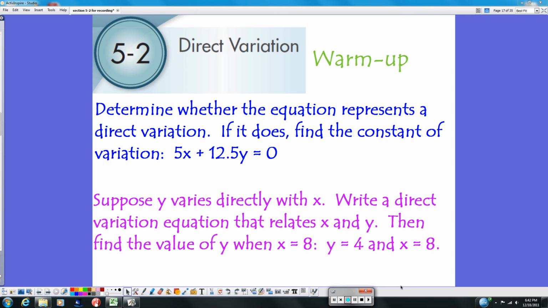Okay, welcome to the second part of section 5.2, direct variation. Let's start with a warm-up, reviewing what we did yesterday. In the first problem, I want you to figure out if the equation represents a direct variation, and if it does, find the direct constant of variation.